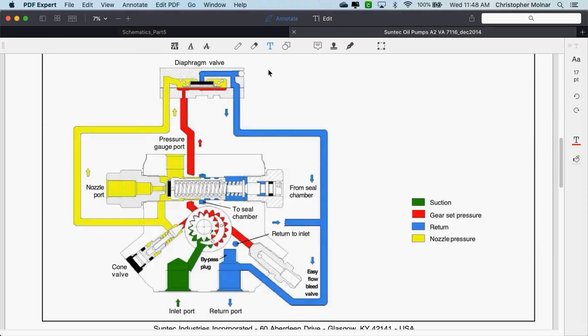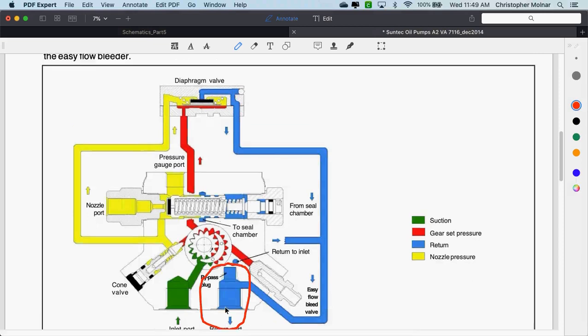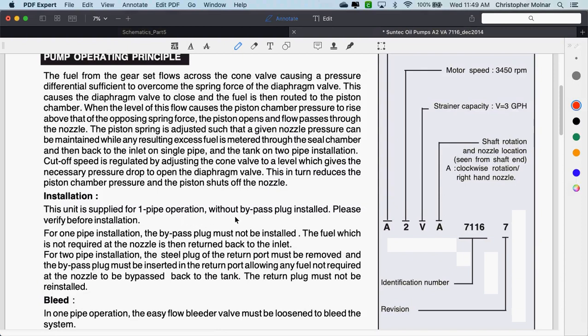Now, on this return port, okay, there's one very important thing, which is why I really wanted to pull this diagram out. Okay, on this return port, that would be the line back to the pump on a two-pipe system. There's a bypass plug. It comes in a little plastic bag with the oil pump. Okay, if the plug is put in, it is going to be a two pipe. If the plug is out, it's a one pipe system.